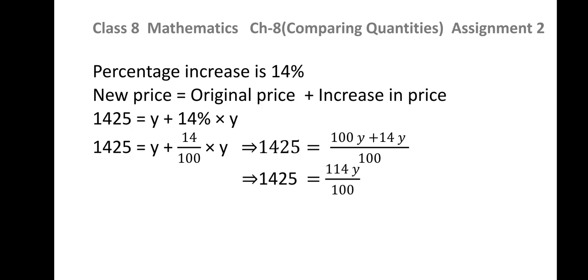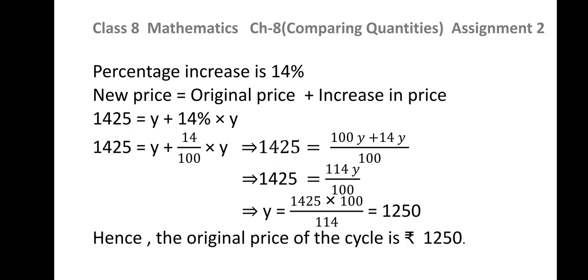Then it will be 1,425 is equal to 114y over 100, and y will be equal to 1425 into 100 over 114, that will be equal to 1250. This 100 on the right hand side will be shifted to left hand side and it will be multiplied to 1425, and it will be y is equal to 1425 into 100 over 114, that will be equal to 1250. So the original price of the cycle is rupees 1250.